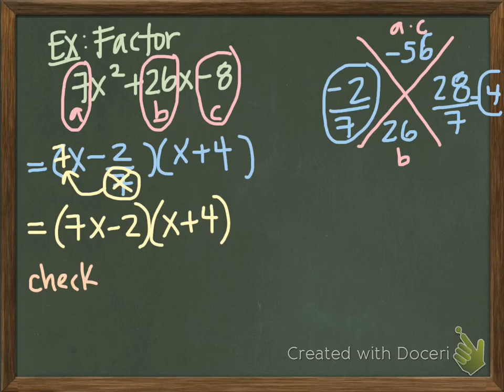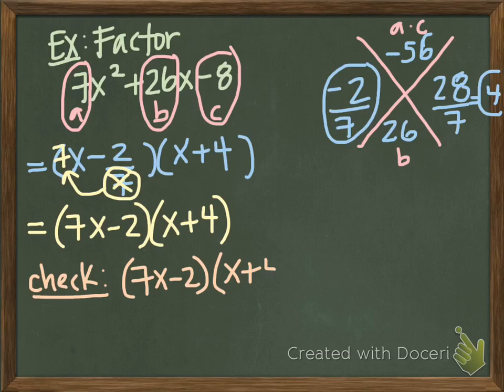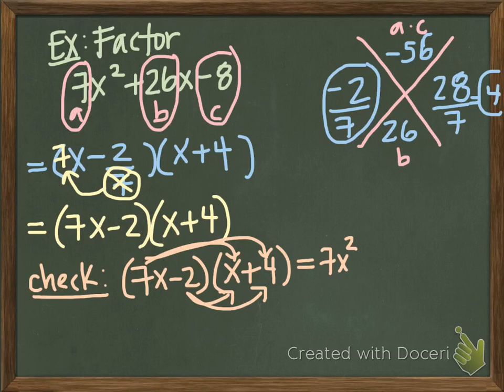So I'm just going to rewrite it. And I hope that you're writing these down with me so you can have some good notes to look back at. Let's go ahead and double distribute here. Seven x times x is 7x squared. 7x times 4 is positive 28x. Negative 2 times x is negative 2x. Negative 2 times 4 is negative 8.